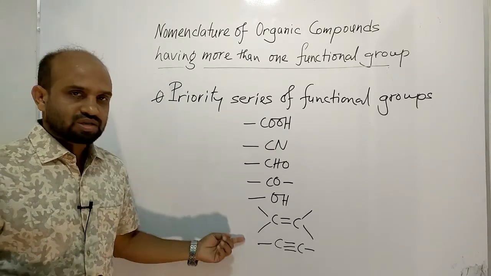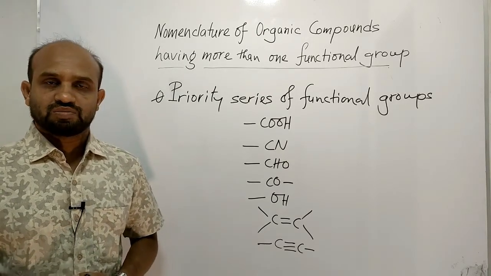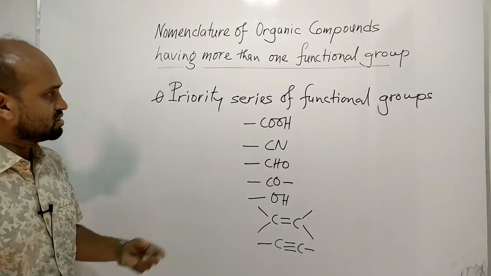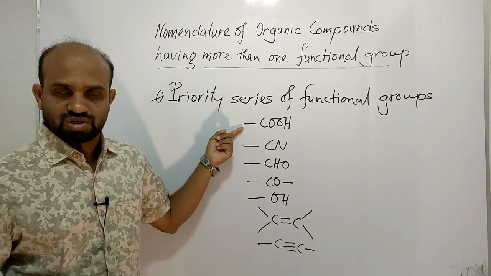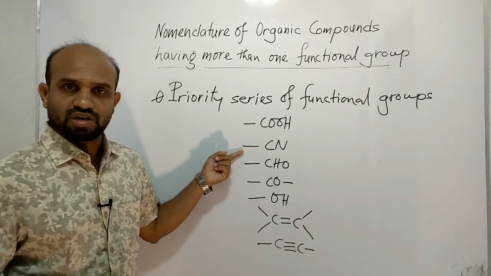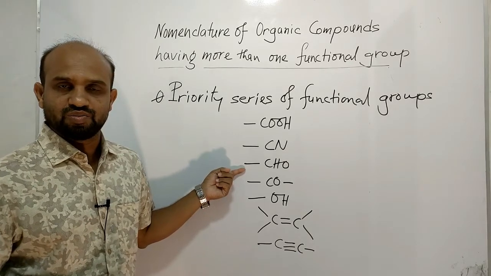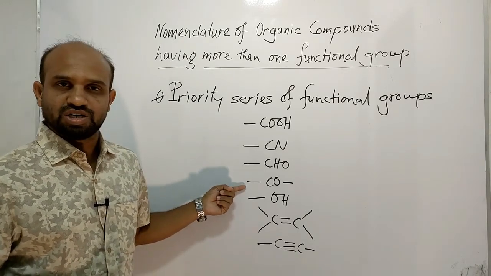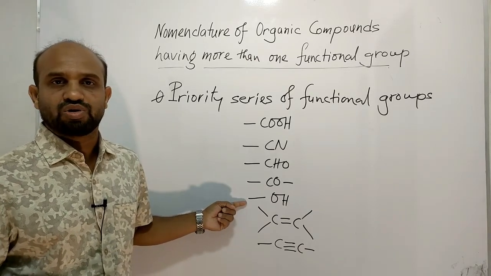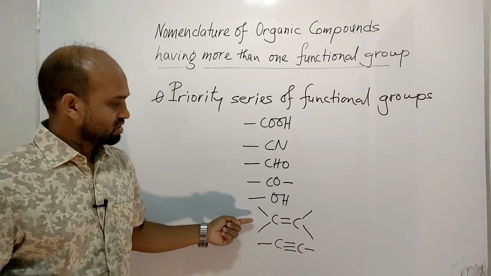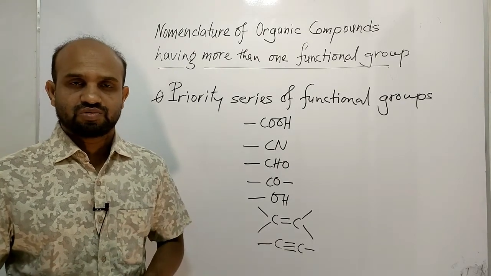Here there are some groups arranged according to their priority. In this series, the topmost group is carboxyl group, then cyanide group or nitrile group, then aldehyde group, then ketonic group or keto group, then alcoholic group or hydroxyl group, then alkene group, and after that alkyne group.